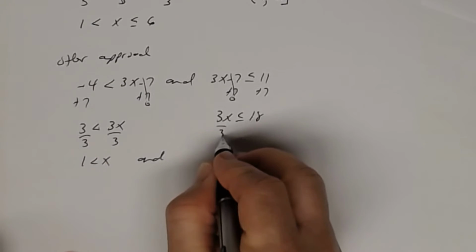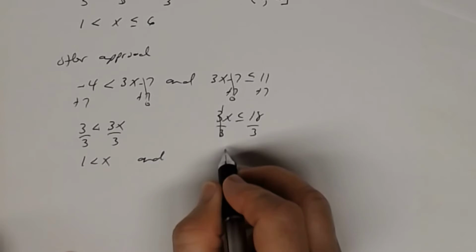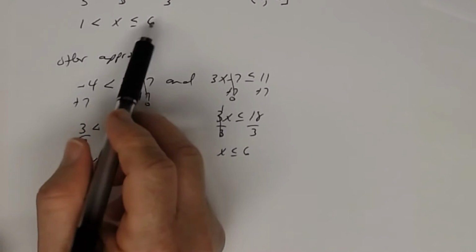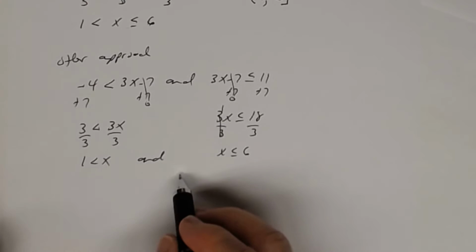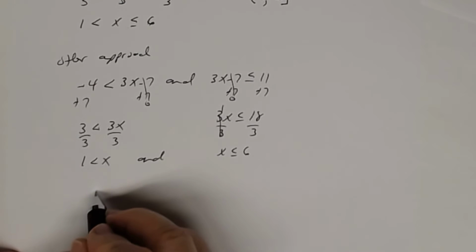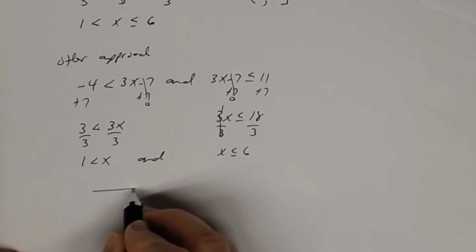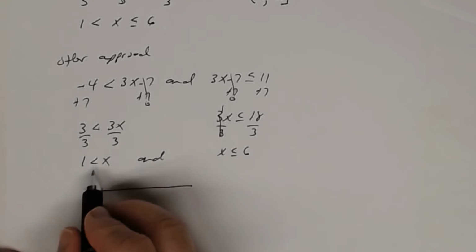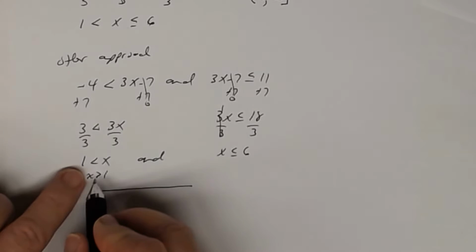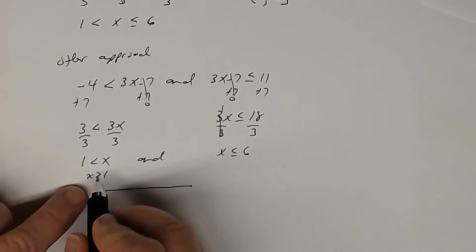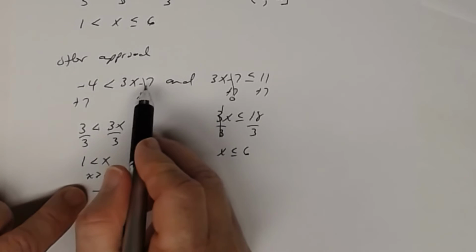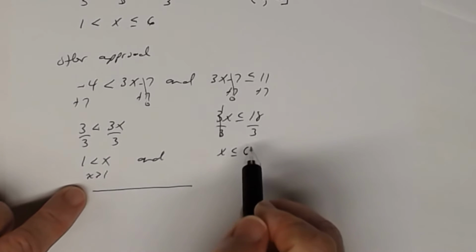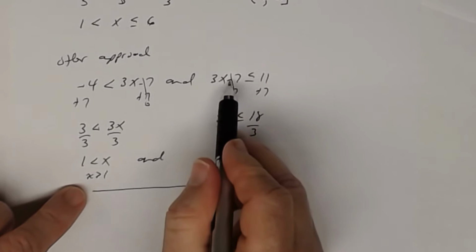And divide both sides by 3. And simplify, and I get x is less than or equal to 6. And that is this. So doing it this way, you then had to think about it in terms of the graphs. So if you look, 1 is less than x means the same thing as x is greater than 1. So what you found here is that any real number greater than 1 is a solution to this inequality. And any real number less than or equal to 6 is a solution to this.